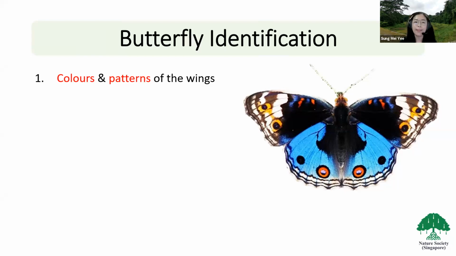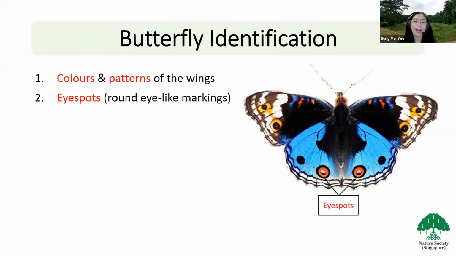And when we talk about patterns on the wings, what are some patterns you can expect to see? Okay, you can expect to see spots. Okay, like on the hind wing, you see this black spot, this completely fully black one, we call it a spot. Or you can see another kind of pattern we call eye spots. Okay, so eye spots and spots are two different things. Eye spots are actually round eye-like markings.